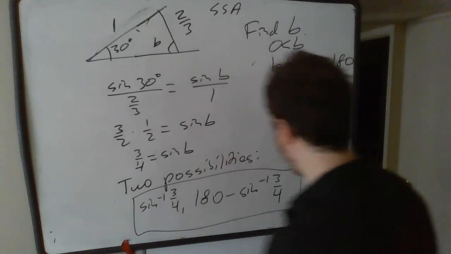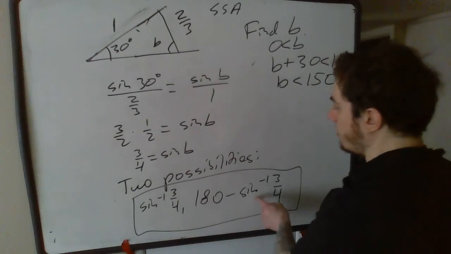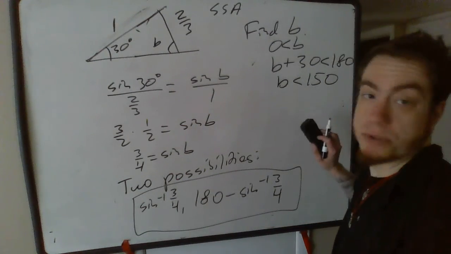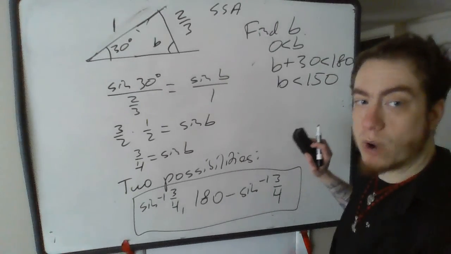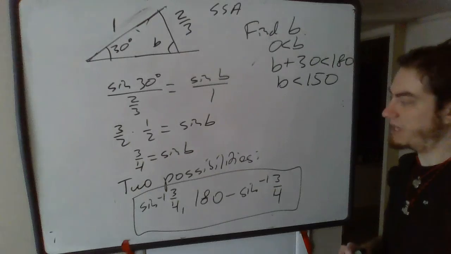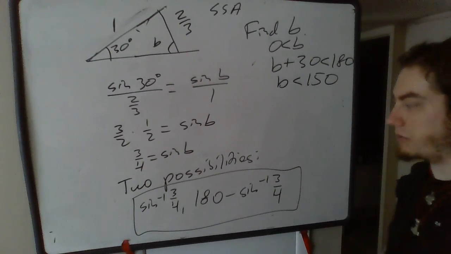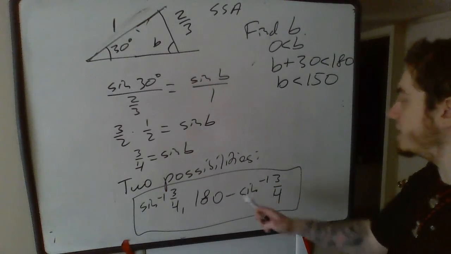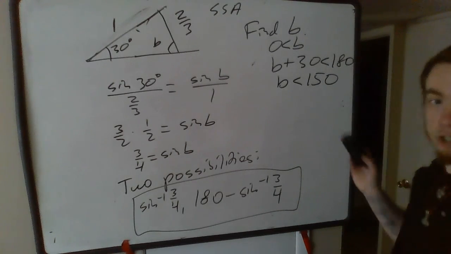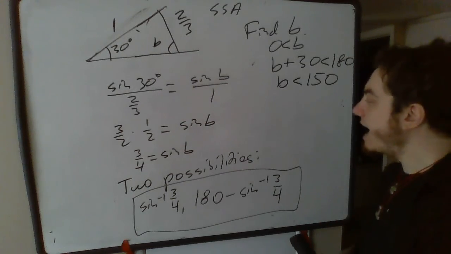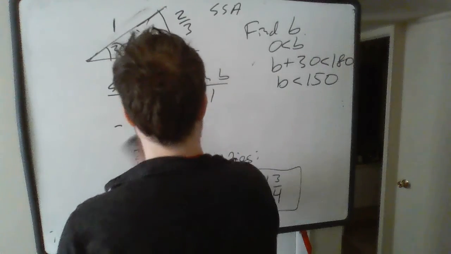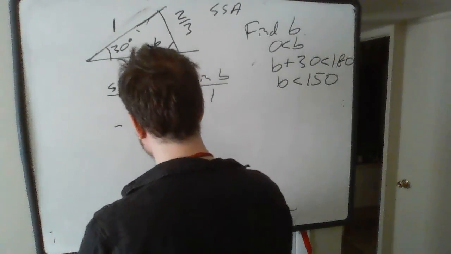Now, I don't know exactly what this is equal to, but what you will find is that both of these possibilities are smaller than 150 degrees, so they will both work. Both are an option in this case. I will leave it to you to put this into a calculator and verify that these really are both in the 0 to 150 range that we want. So we actually get two choices here. Let's take a look at the next kind of situation that can happen.